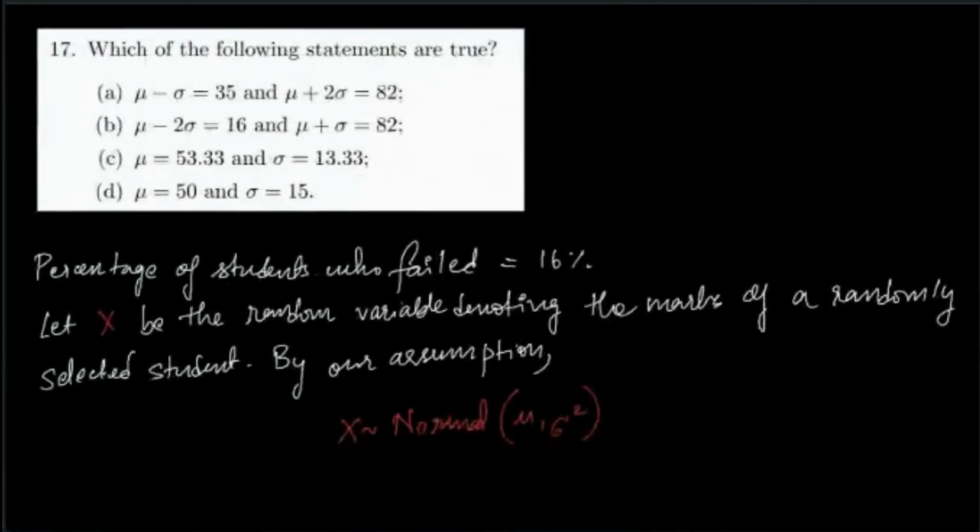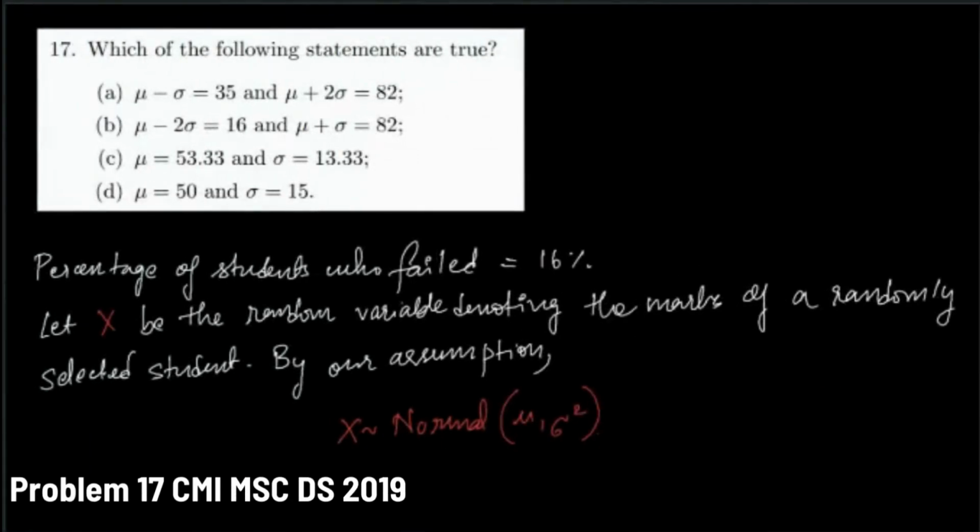Moving on to the first question, question number 17, we're asked to find out which of the following statements are true. We have some claims about the values of both the mean mu and the standard deviation sigma. We want to find out what these two values can be, and we can calculate that using some basic probability. Let capital X be the random variable denoting the marks of a randomly selected student. By assumption, X follows a normal mu, sigma squared distribution.